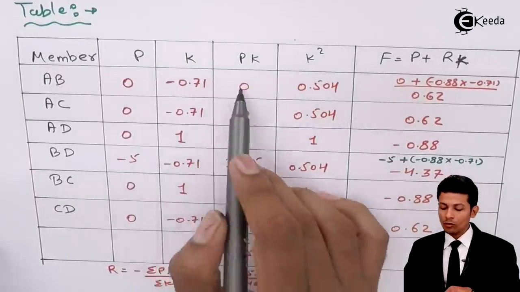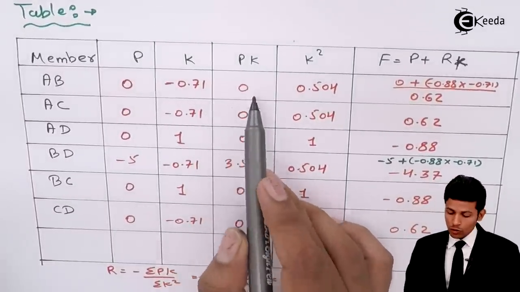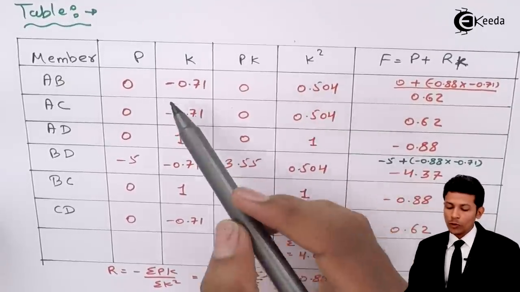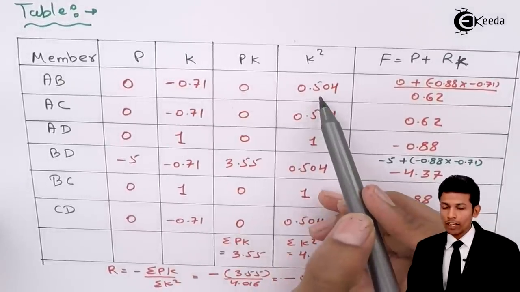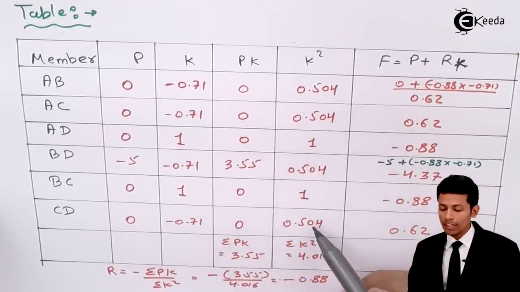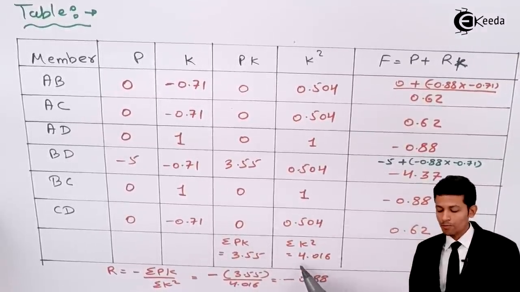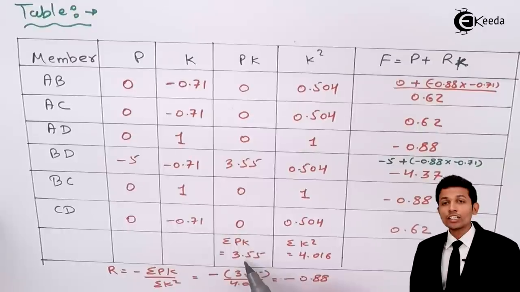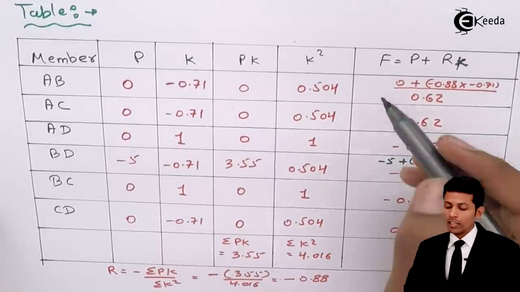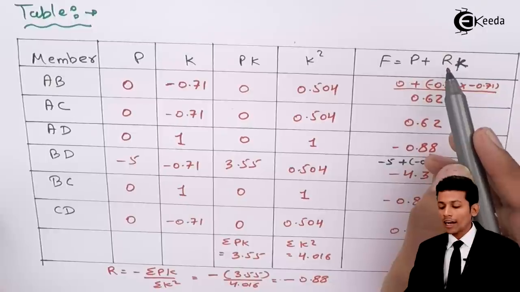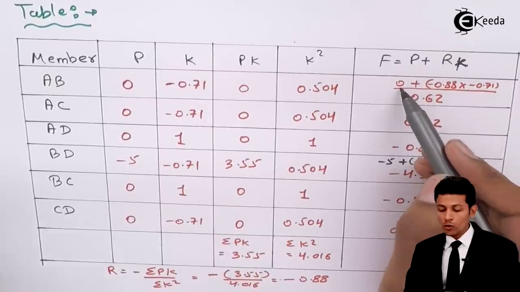After that PK, into all this PK over here, 0, 0, 0, 3.55, 0, 0, summation PK. Now K square, 0.71 the whole square, 0.504. Summation K square will be 4.016. Summation PK will be 3.55. The final force will be P plus RK. P will be 0 over here.